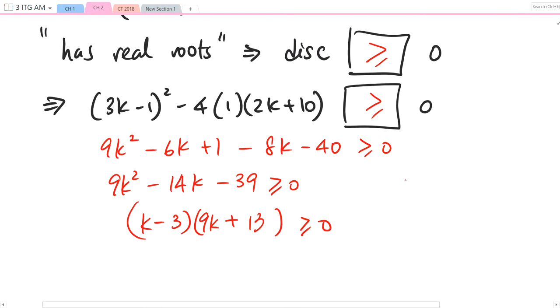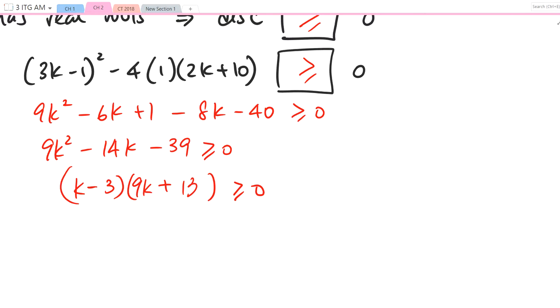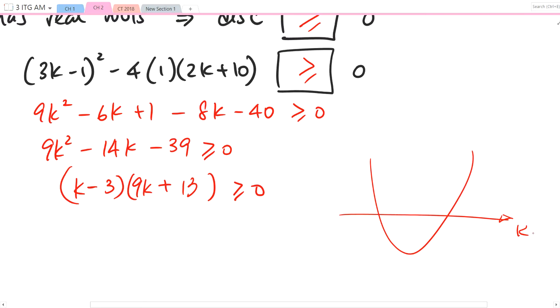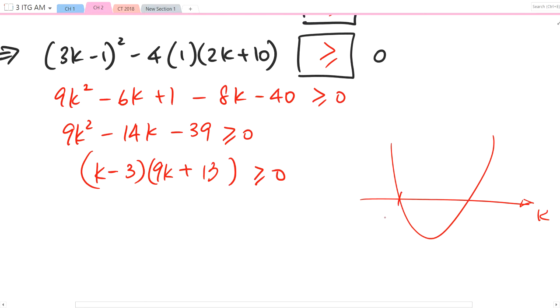From here on, I need to sketch my graph, right? It is a parabola opening upwards. What is the axis over here? Is it still an x-axis? No, it's a k-axis. So I can simply write over here, this is -13/9. This over here will be 3.